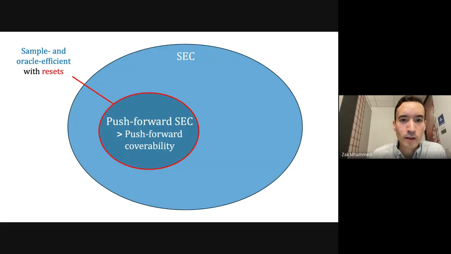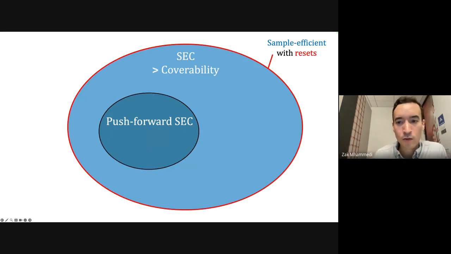Okay, I'm close to the end anyway, and then you can take more questions. So I wanted to sum up. I just showed you RVFS, which is a sample and oracle efficient algorithm for the pushforward coverability setting, and you can extend it to SEC under local access, of course. And then we have the sample efficient algorithm SimGolf for the general coverability setting, but it's not computationally efficient.